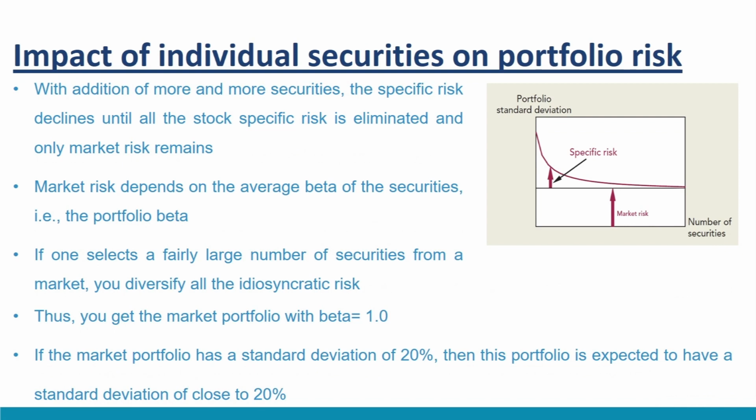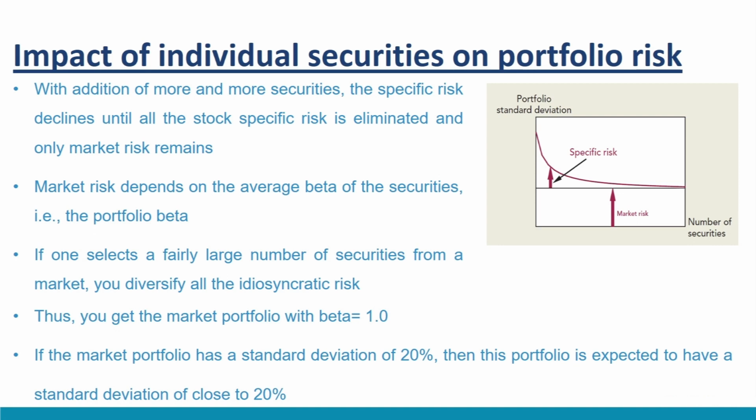The specific risk here declines until all the stock specific risk is eliminated and only market risk remains. That is why market risk is often referred to as the bedrock of risk, as it remains steady. Market risk depends on the average beta of the securities, that is the portfolio beta. Therefore, if one selects a fairly large number of securities from a market, you diversify all the idiosyncratic risk and are left with the market risk only.